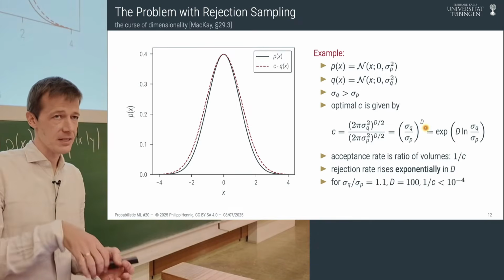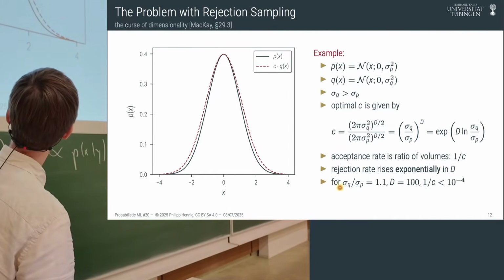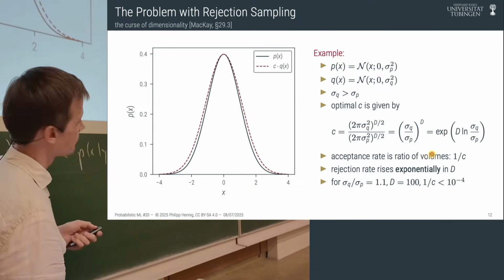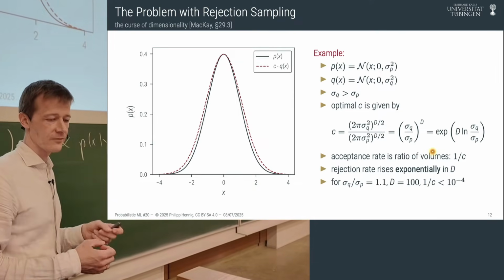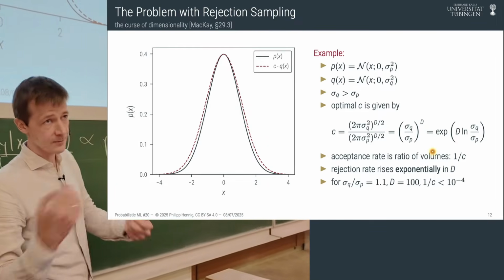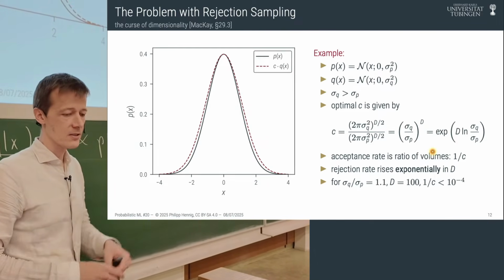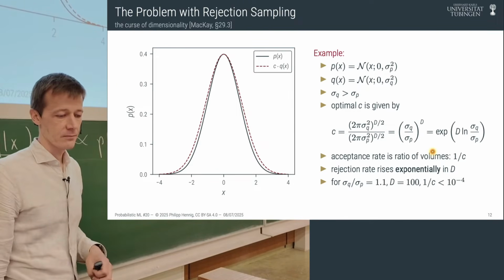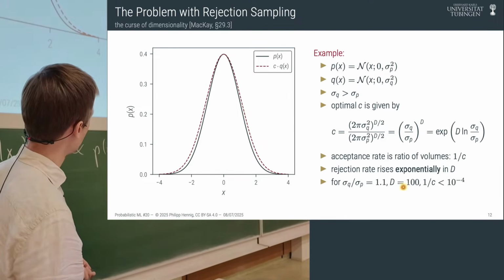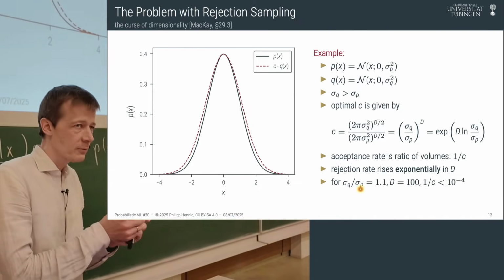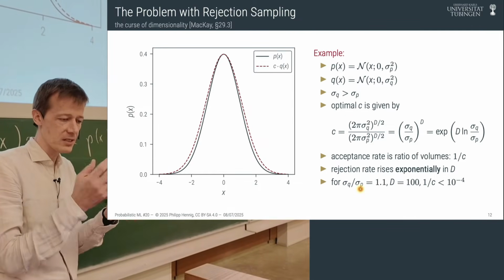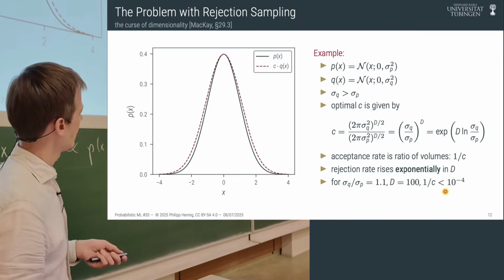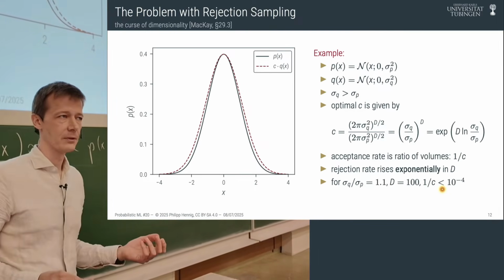And the acceptance rate, so the rate of the volume below here and there, drops like 1 over C. And so therefore, this drops like 1 over something that's exponential in the dimensionality. And so very quickly, we'll reject most of the samples. So in a 100-dimensional problem, for example, even if the relative error between the proposal distribution and the actual distribution you want to draw from is just 1.1, you'll accept basically every 10,000th sample.